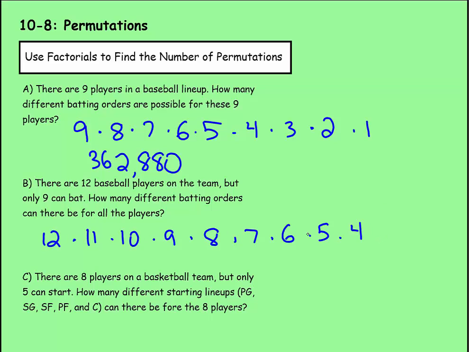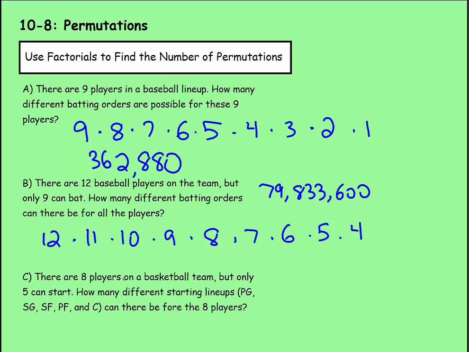So if I multiply these across, that's how many choices the coach has for his starting lineup with 12 players. And let's hope the coach has made up his mind because he has over 79,833,600 total choices or lineups that he could choose from. It sounds like an incredible amount, but any of those 12 players could be batting in any of these 12 spots. Now we have a basketball example.